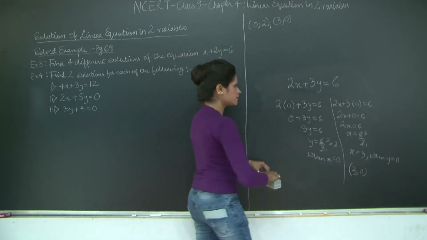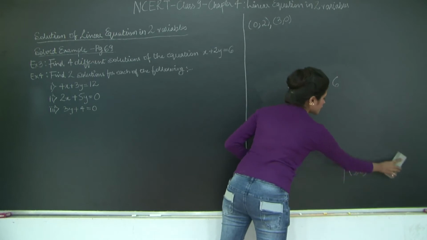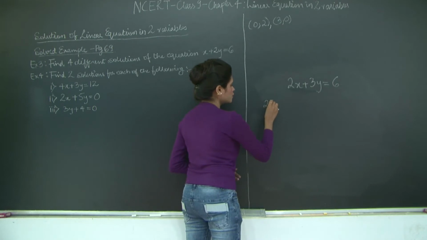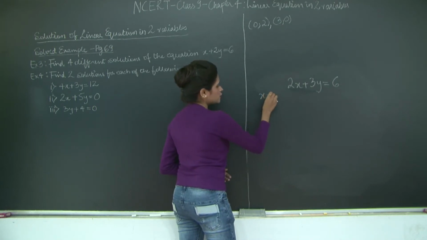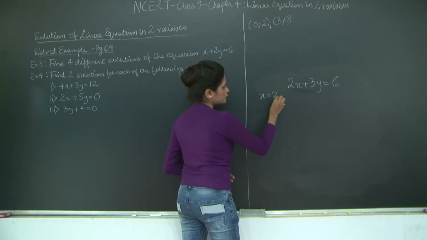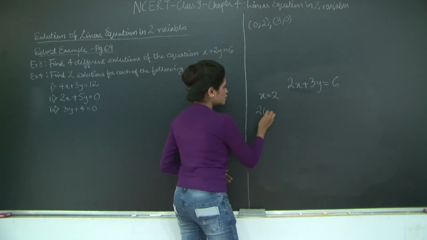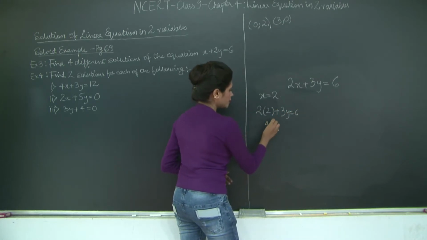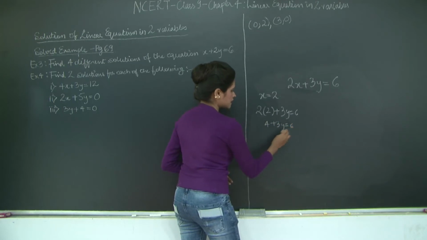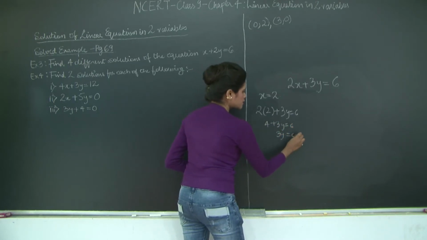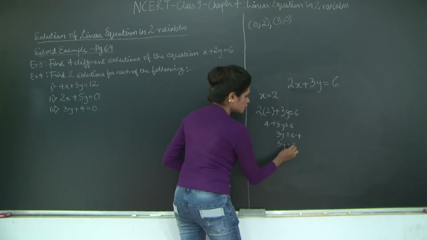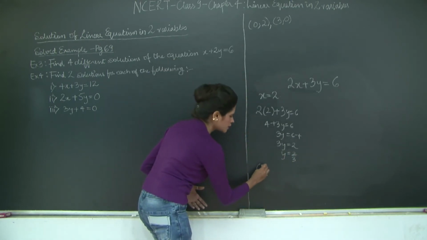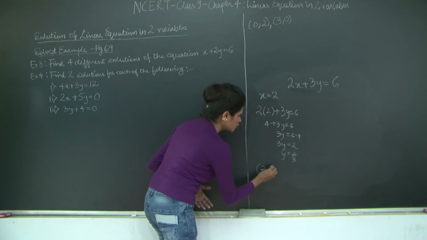Let's check for other values. If you take any integer or any real number, let's say I take the value of x is equal to 2. So what do I get? 2 into 2 plus 3y is equal to 6. Therefore 4 plus 3y is equal to 6. Therefore 3y is equal to 6 minus 4. Therefore 3y is equal to 2 and y is equal to 2 upon 3. So one more solution that we got is 2 comma 2 upon 3.